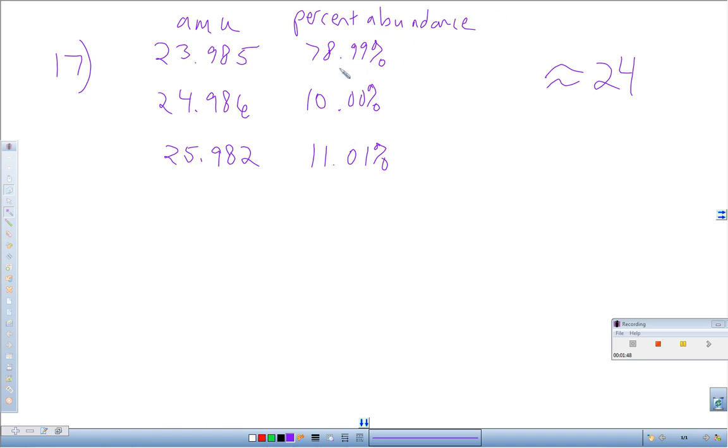All right, so what do we do? We have percent abundance, so we're going to need to move some decimals two places. And then we're going to multiply 23.985 times 0.7899. We move our decimal twice because it's a percent, so we divide by 100. If we didn't, we would end up with thousands of AMU, and we want it to be about 24, not 24,000. That's why you've got to move your decimal, because it's percent. It's how many out of 100. So if it's how many out of 1, it's 0.7899 of 1.